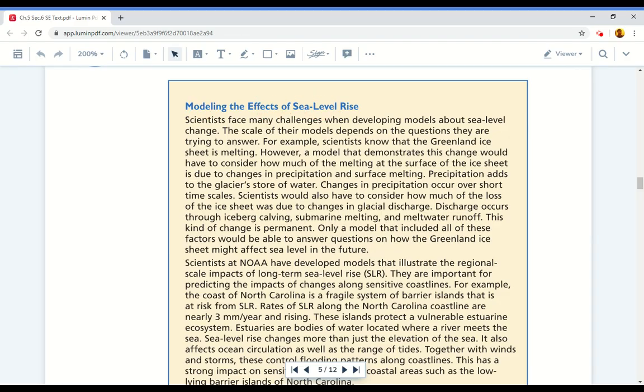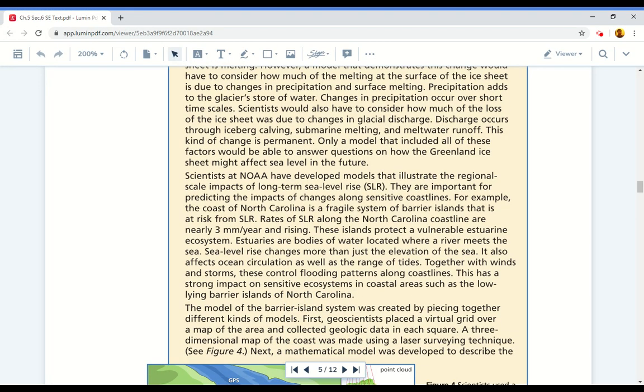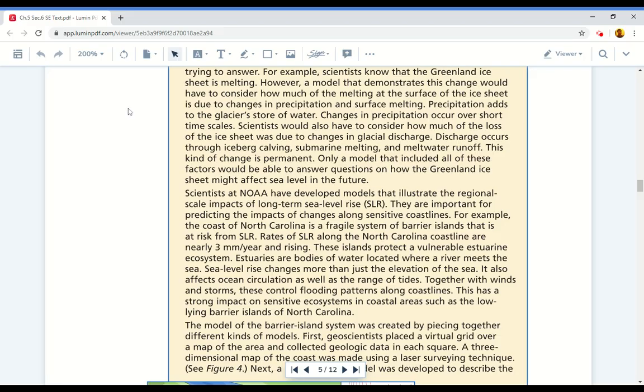Modeling the effects of sea level rise. Scientists face many challenges when developing models about sea level change. The scale of their models depends on the questions they are trying to answer. For example, scientists know that the Greenland ice sheet is melting. However, a model that demonstrates this change would have to consider how much of the melting at the surface of the ice sheet is due to changes in precipitation and surface melting. Precipitation adds to the glacier's store of water. Changes in precipitation occur over short time scales. Scientists would also have to consider how much of the loss of the ice sheet was due to changes in glacial discharge.